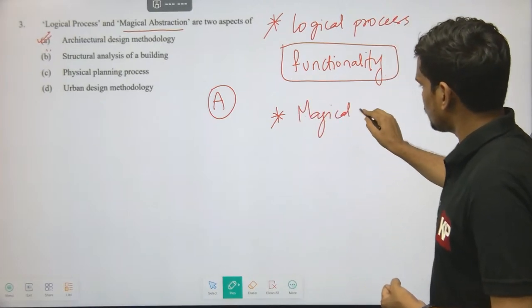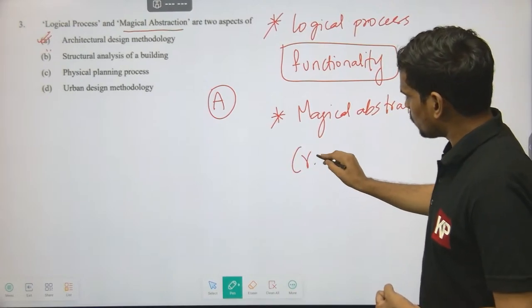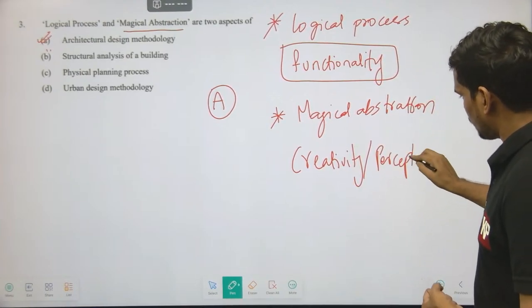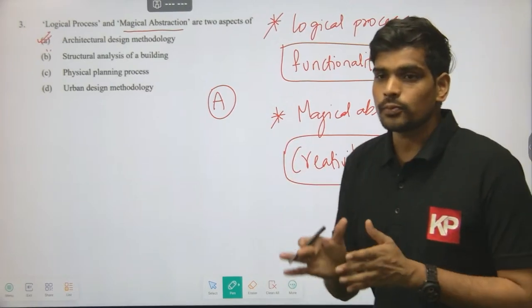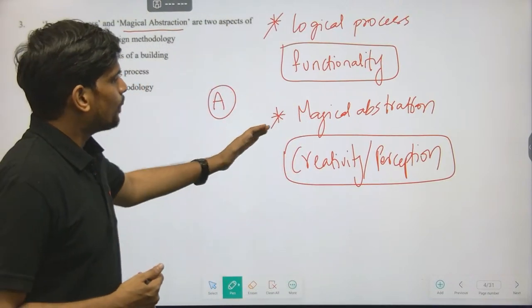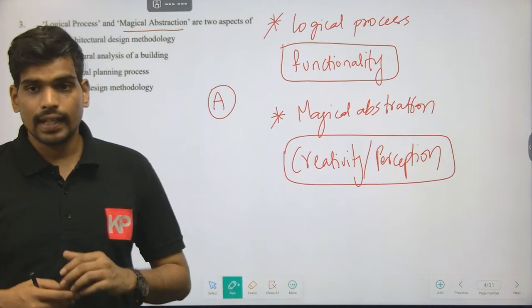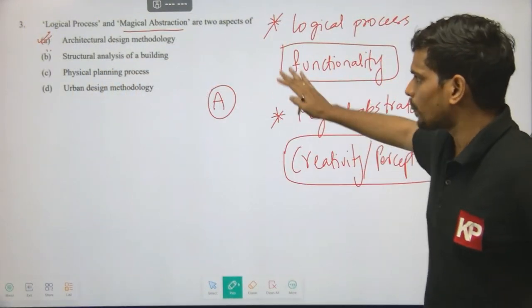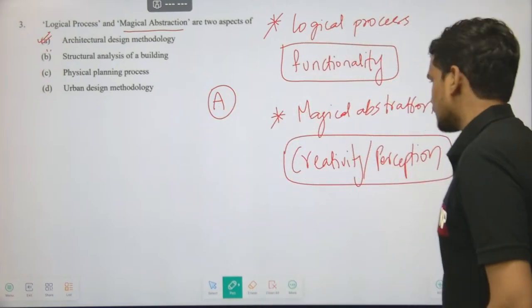Magical abstraction is an approach in architectural design which focuses on creativity and perception. So these are the two approaches in architectural design. One is designing spaces based on functionality. That's called the logical process. Magical abstraction is a process where the form and the design of the building is governed by the creativity and perception of the architect who is designing the building. So that's the answer. These are two approaches in architectural design methodology. So the answer would be option A for this third question.